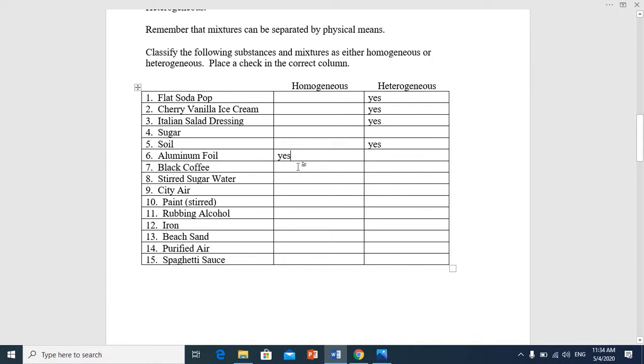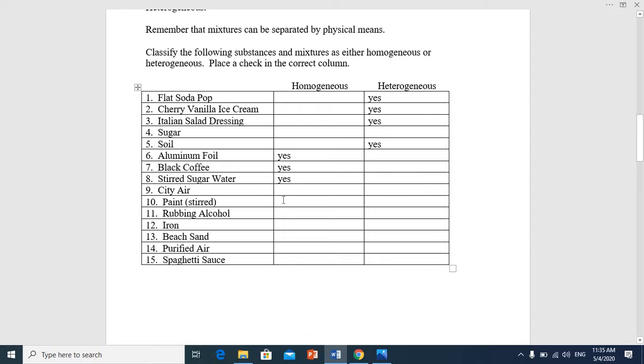And black coffee. The black coffee, can you differentiate or see the sugar and the coffee and the water? I don't think so. It will be homogeneous. Stirred sugar water. If we stir some sugar in the water, did the sugar disappear or not? Yes, it disappears. So it will be a homogeneous one.